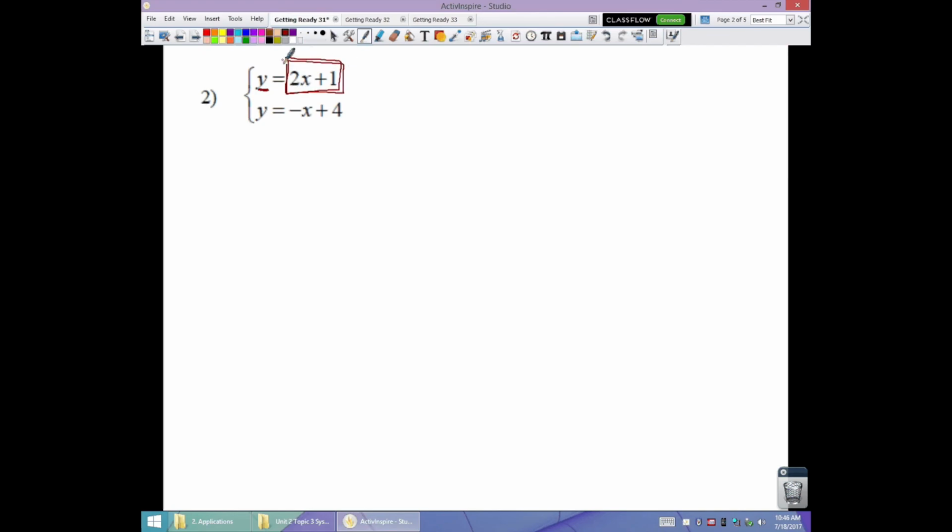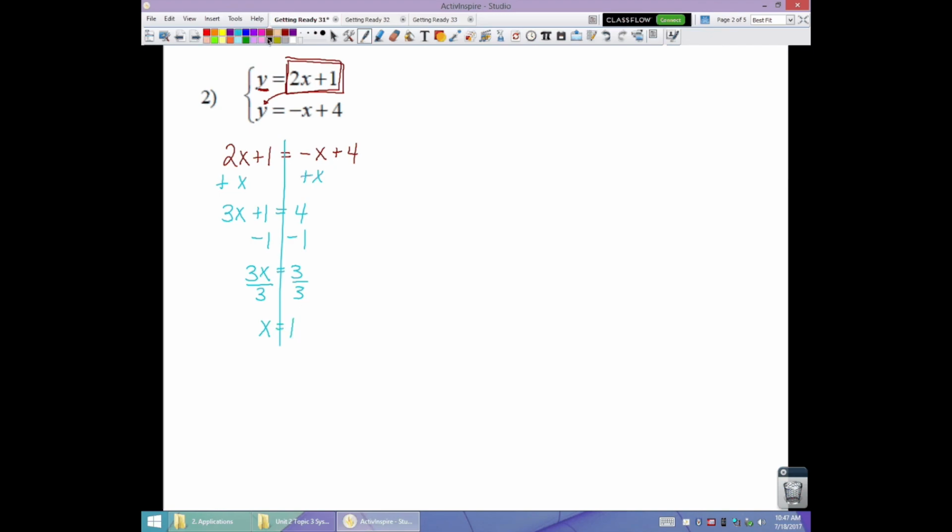Okay. Now, what do we do with the box? We substitute it into the other equation. Well, if y is equal to the box, then I'll replace this y with everything in the box. That results in 2x plus 1 equal to negative x plus 4. Let's solve that linear equation. We will add x to both sides. So 3x plus 1 is equal to 4. Subtract 1 on both sides, so 3x is equal to 3. Divide both sides by 3. Your x value is 1.